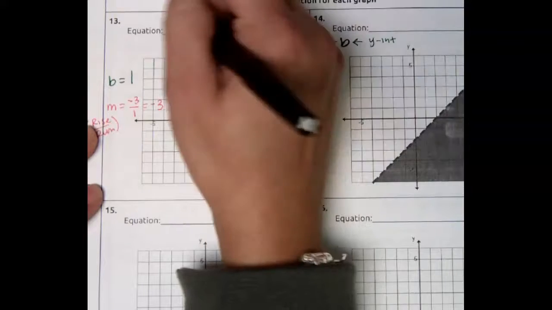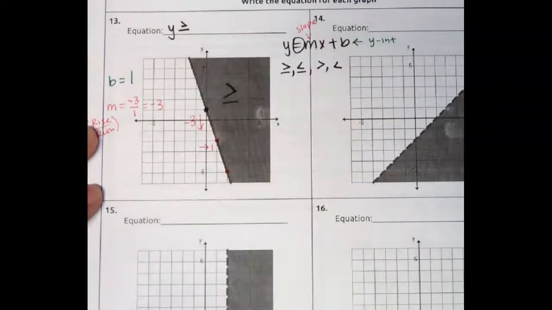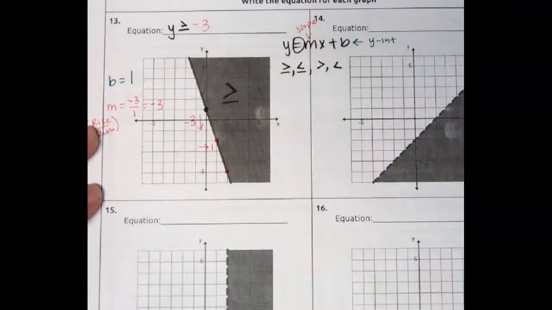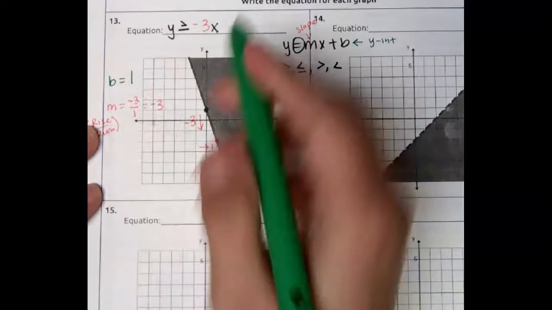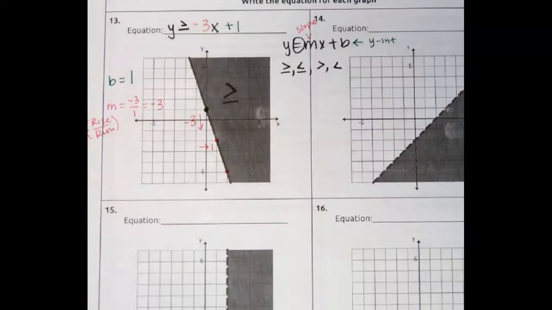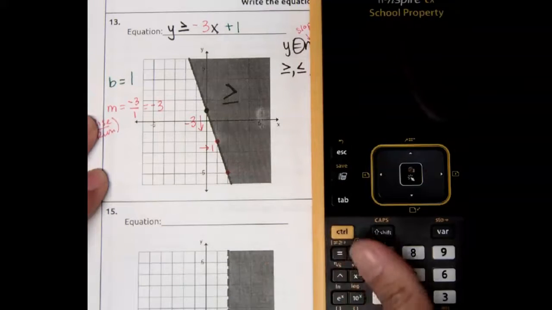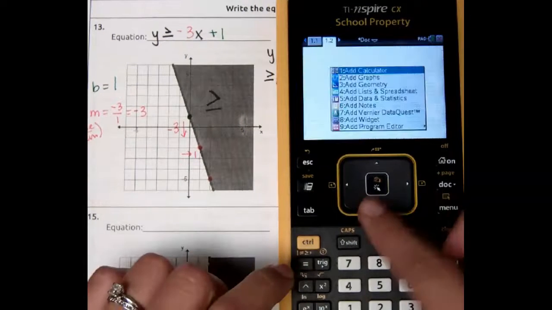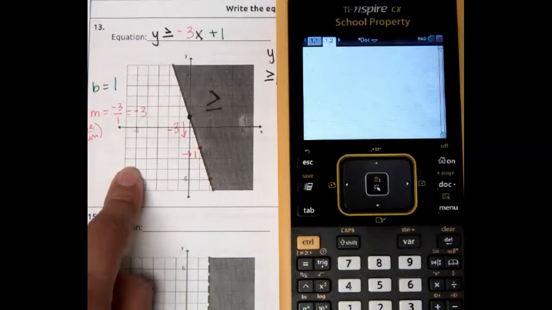So my equation, which should really say inequality, is going to be y is greater than or equal to my slope, because that's M, negative 3. Slope is always next to x. And my y-intercept is a positive 1, so plus 1. Now, once you write that, we can check it in the calculator. The next ones are going to be a little bit faster. I'm going to go a little bit faster because we already did it here.